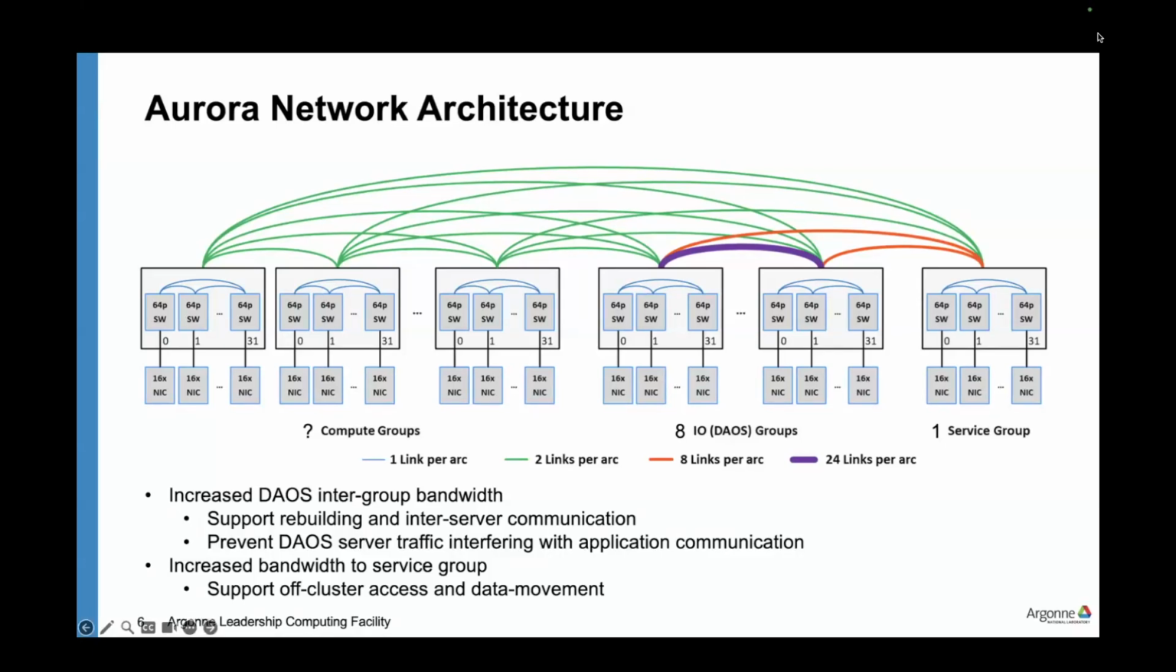You can also see that this purple line that represents the amount of network connectivity between the DAOS servers is significantly greater than any other network connectivity in the system. This is to allow the DAOS servers themselves to perform rebuilding and communications within the cluster without impacting or stealing any bandwidth from the user side. Does that make sense? Any questions on the network architecture at a high level?